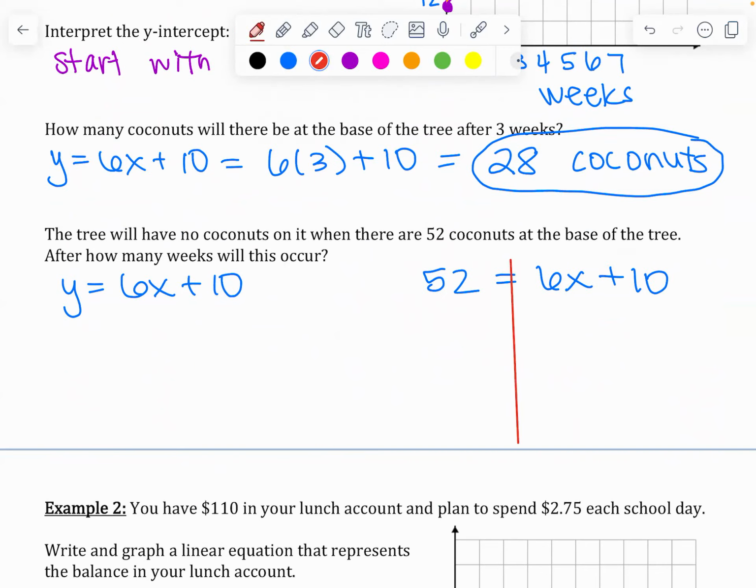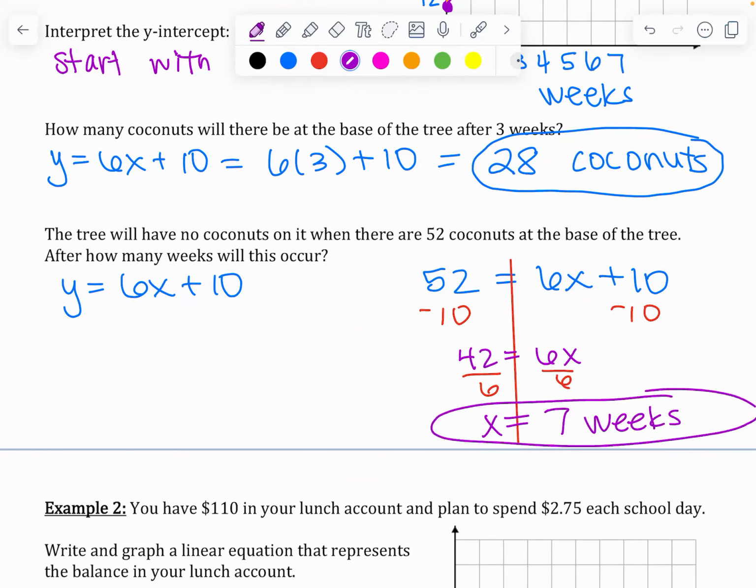How do I solve that? We can minus 10 first. So 42. Seven what? 7 weeks. There are 52 coconuts after 7 weeks.